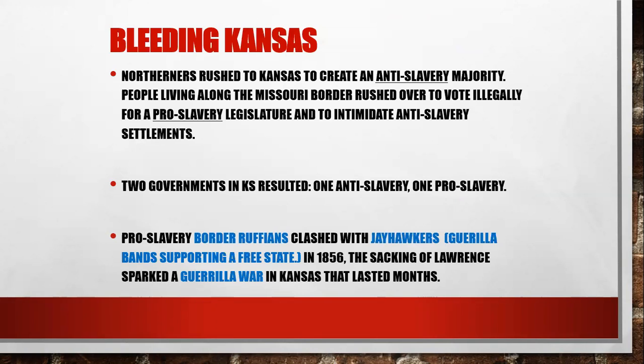So here's a little more detail on that. Northerners rush to Kansas because they want to create an anti-slavery majority there, and a lot of people living in Missouri, that's a slave state, are going to illegally cross the border and vote for a pro-slavery legislature and intimidate the anti-slavery people. So we're going to get two governments, basically, one anti- and one pro-slavery. We're going to have basically border wars, like a giant gang battle between the two sides, and it's going to last for months, and it's going to lead to the deaths of quite a few people.